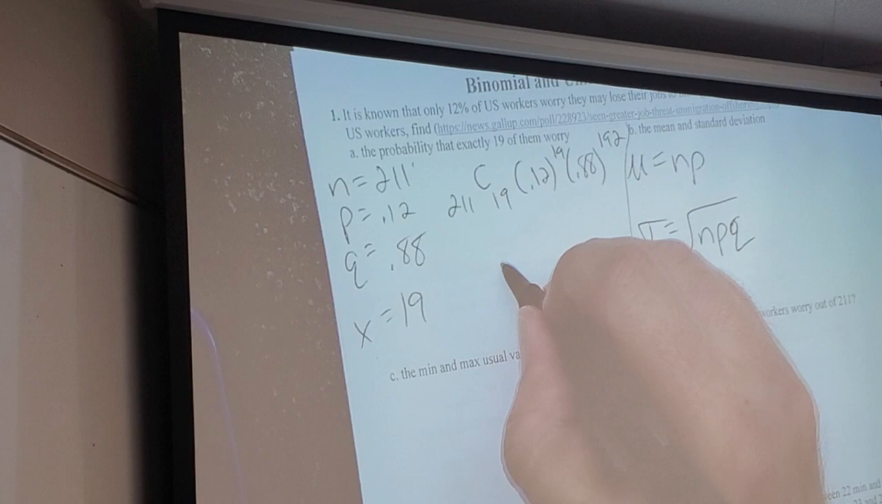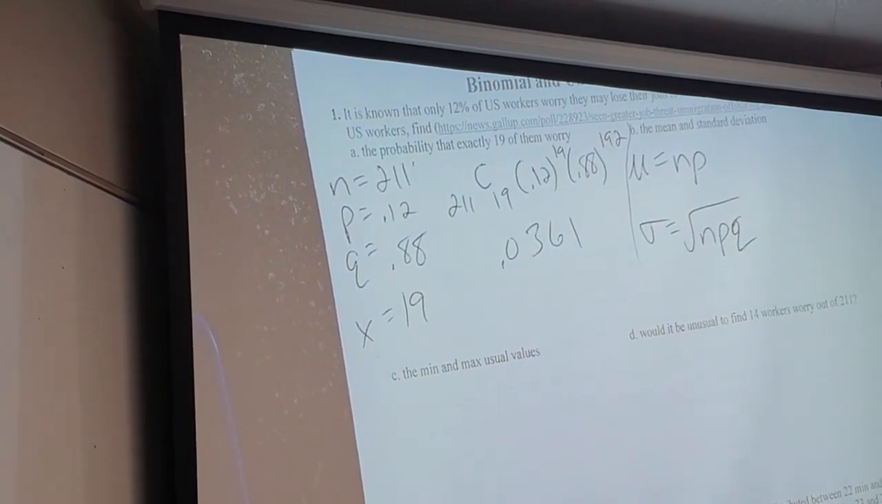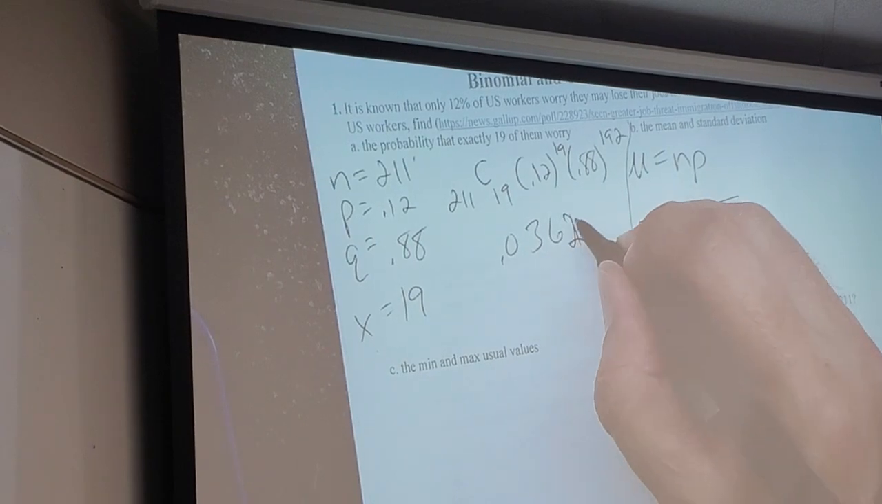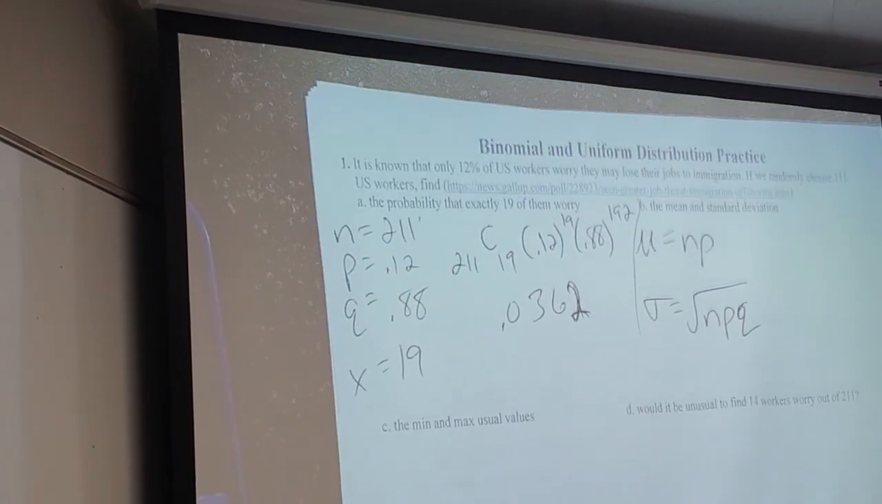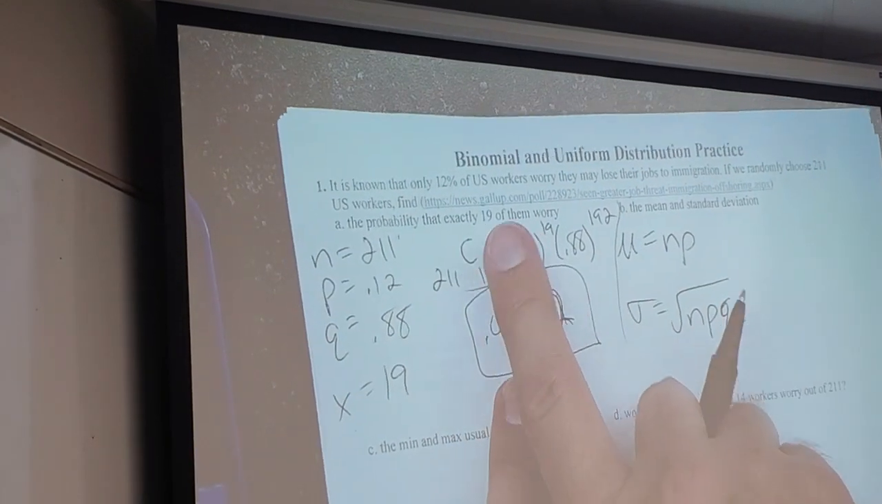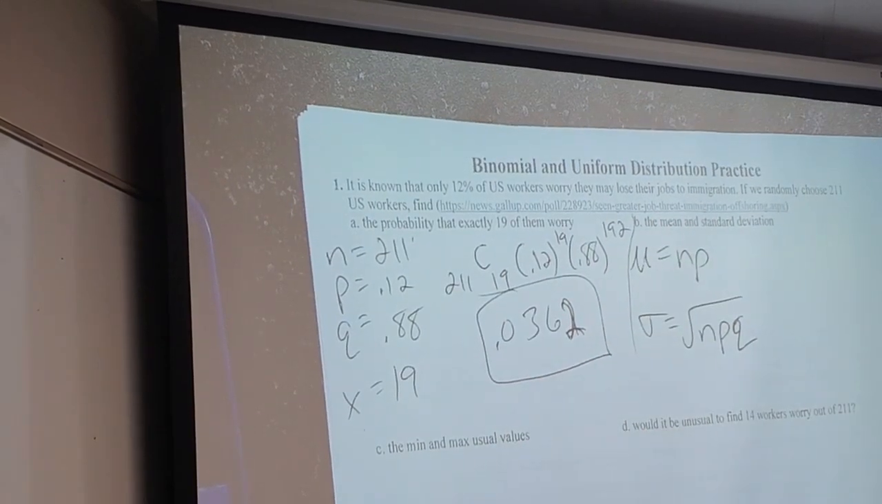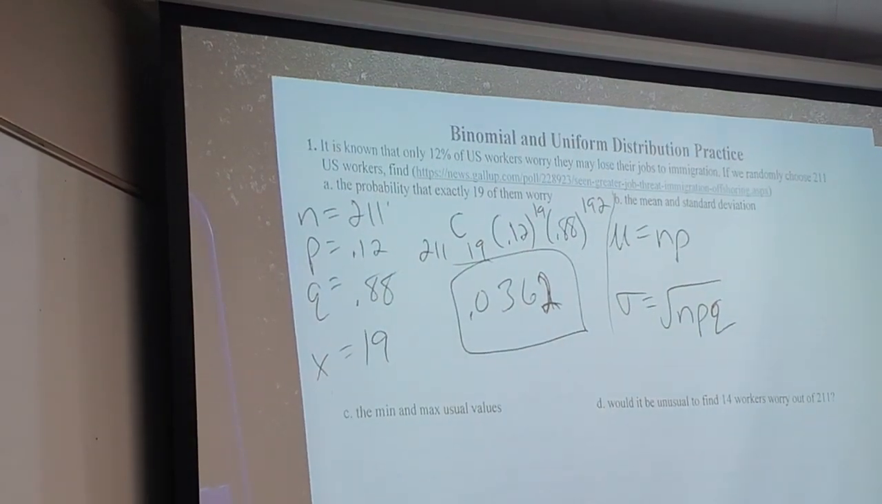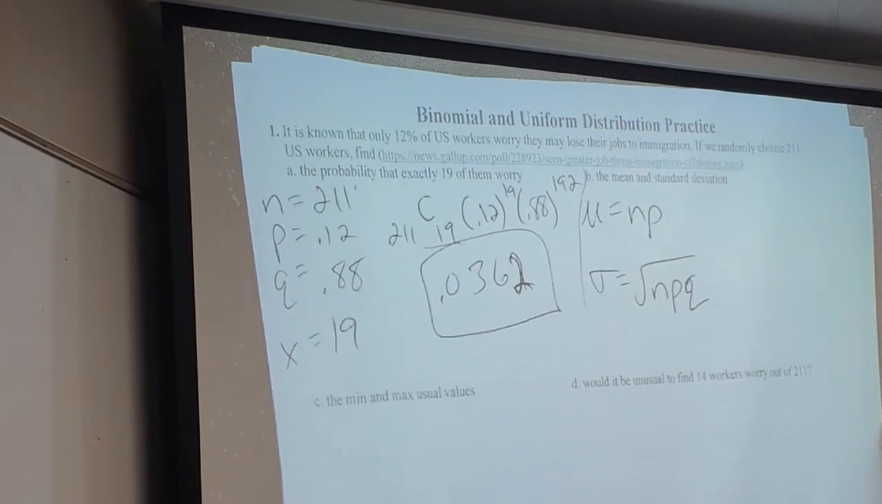So I get 0.0361. 0362. Thank you. So much glare in this room. Okay. So about a 3.6% chance to get 19 people out of 211 that worry about this. All right. Very silly worry indeed.